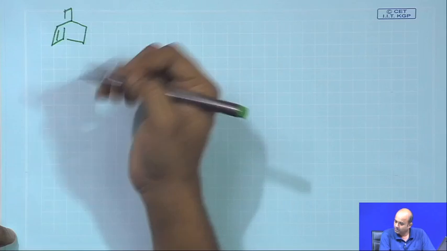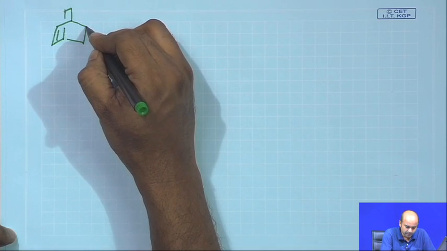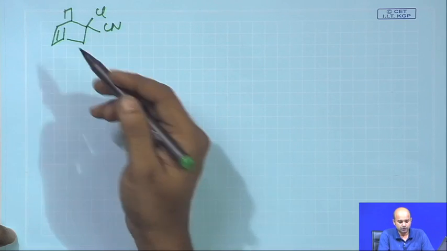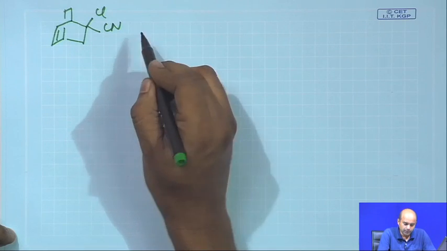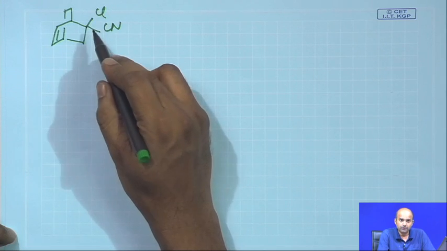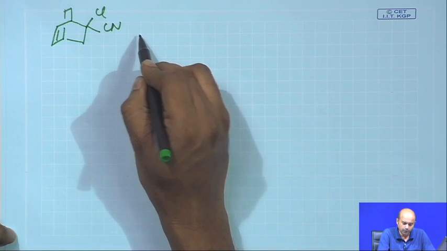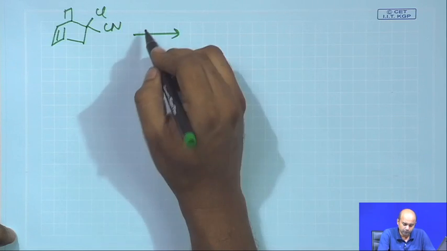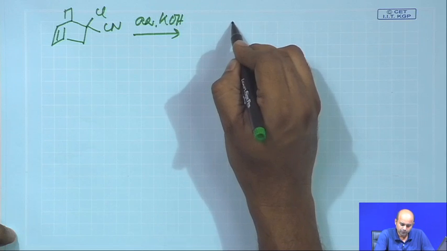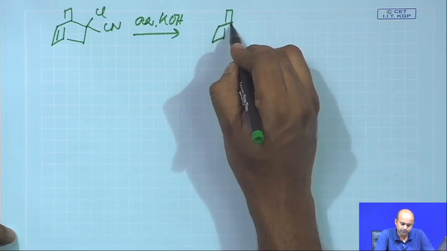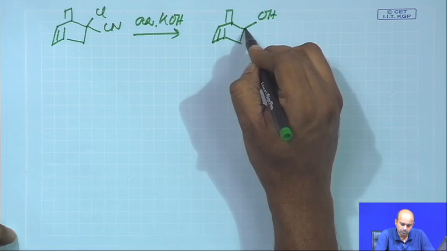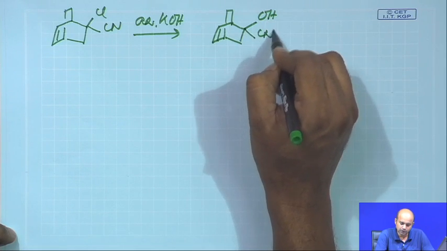and eventually what will you get? You basically get a compound we just drew in this way. Okay. So, it is 4 plus 2 cycloaddition. Now, you need to convert this compound to the corresponding ketone. How can you do it? It basically says that if you use aqueous KOH, eventually this will give a replacement of the chlorine with the OH as a nucleophilic partner.